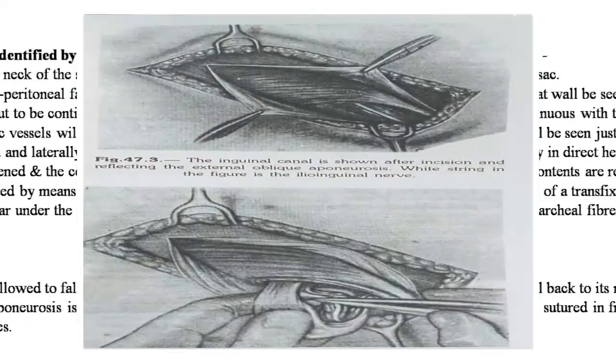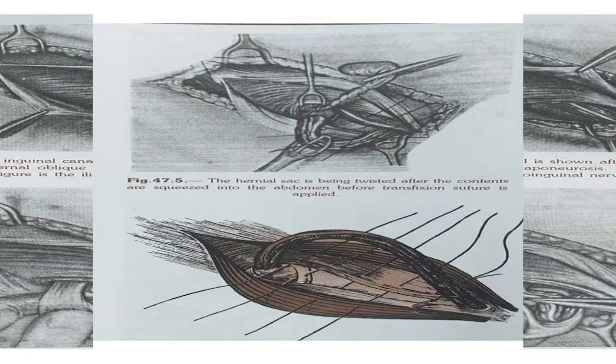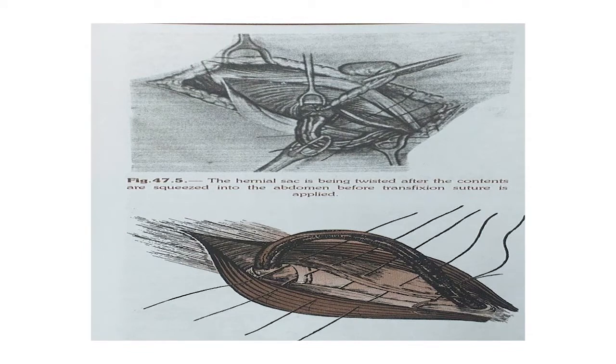Dear students, here is a text image showing the inguinal canal after the incision and reflecting the external oblique aponeurosis, and the white string in the figure is the ilioinguinal nerve. The second diagram below shows the hernial sac being separated bluntly from the spermatic cord. The third image shows the hernial sac being twisted after the contents are squeezed into the abdomen, before the transfixation suture is applied. The image below shows the Bassini's repair. Note how the sutures are applied through the conjoint tendon and the inner margin of the inguinal ligament.